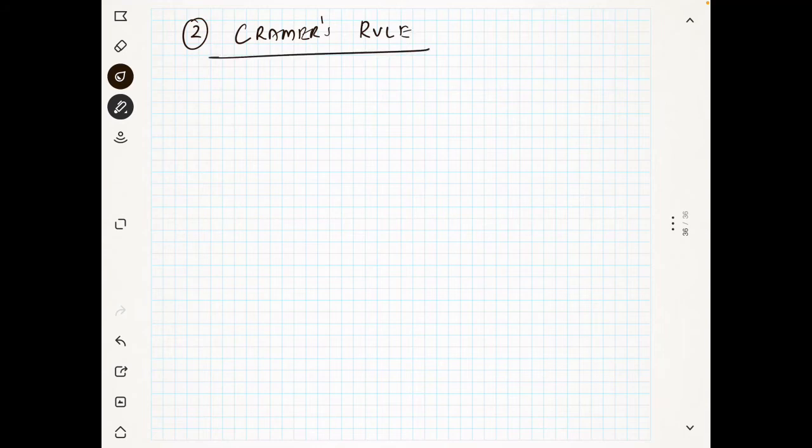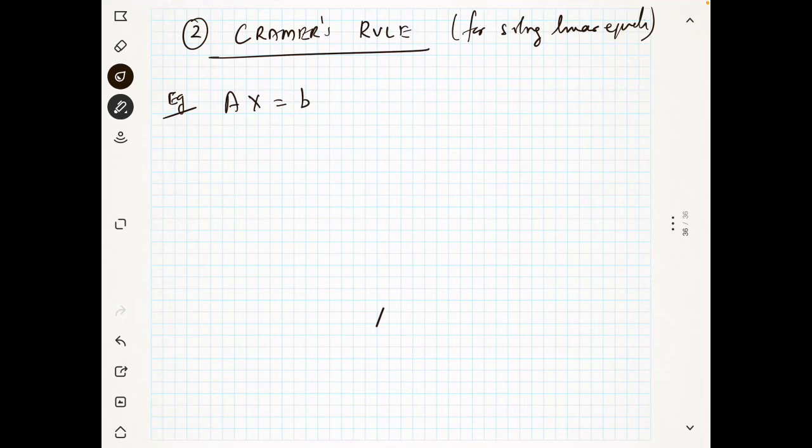Now we have one more method, which is known as Cramer's rule for solving linear equations. So we have the same equation. Let us assume that we have an equation Ax is equal to b. In the previous case, I will write the same thing. I will write the same equation.